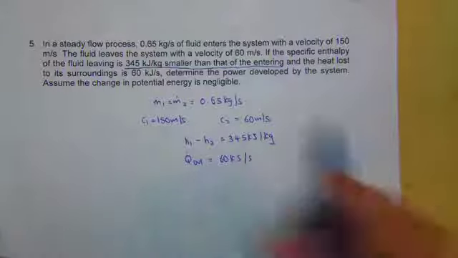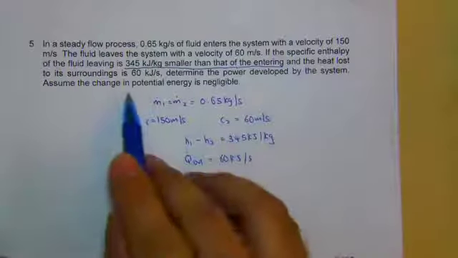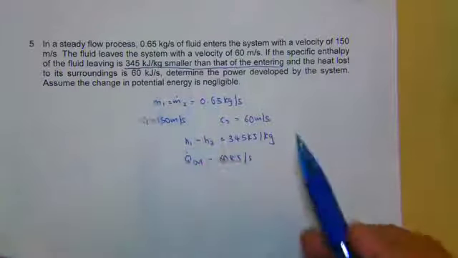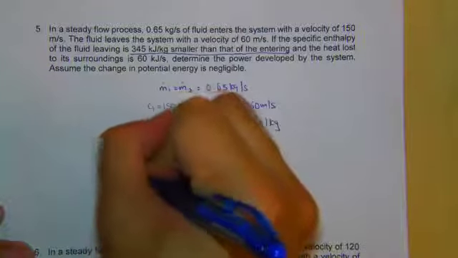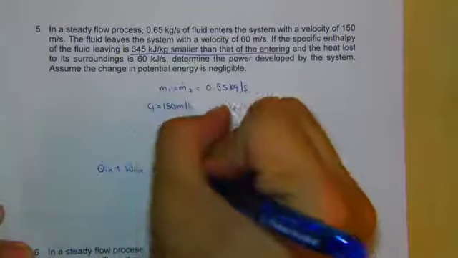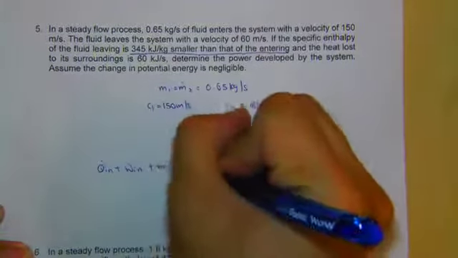Determine the power developed by the system. Assume all potential changes is negligible. So again, we will use the flow equation, in this form. Q dot in plus W dot in plus m dot 1 h1 plus gz1 plus c1 squared over 2 is equals to q dot out plus w dot out plus m dot 2 h2 plus gz2 plus c2 squared over 2.